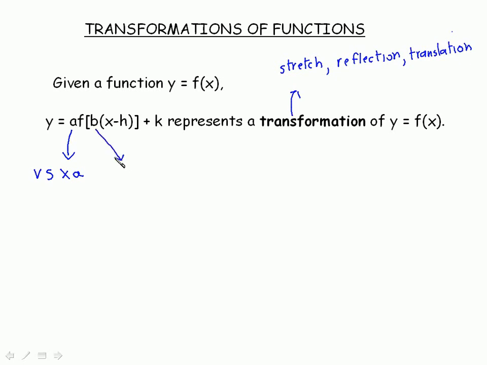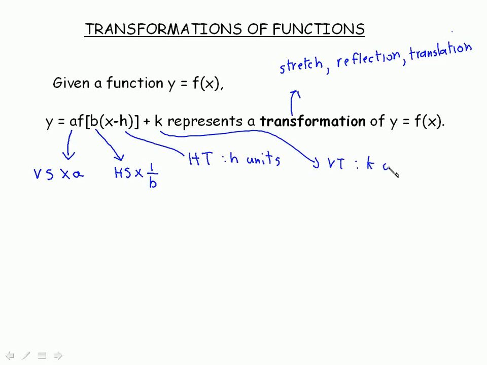The B value is the horizontal stretch factor, but it's a horizontal stretch by a factor of 1 over B, the reciprocal. H is a horizontal translation, which I'll indicate HT, of H units. And K is a vertical translation of K units.